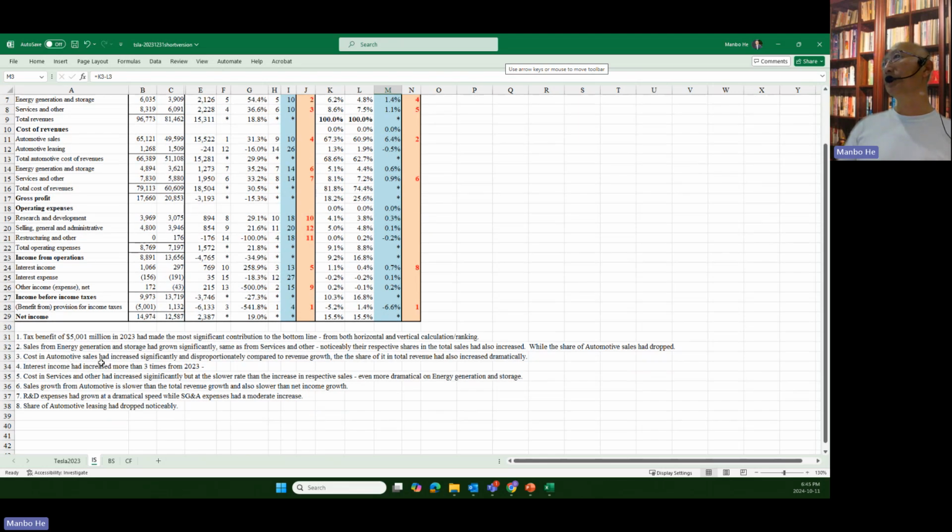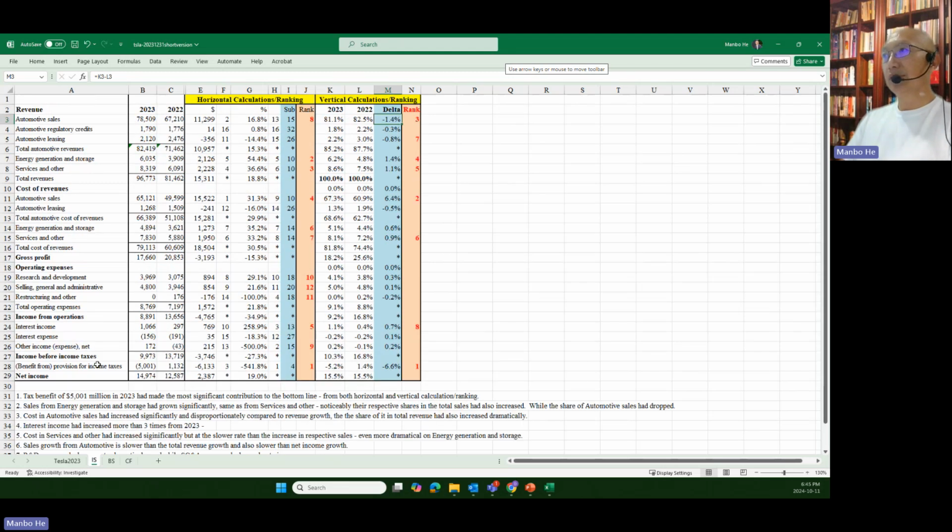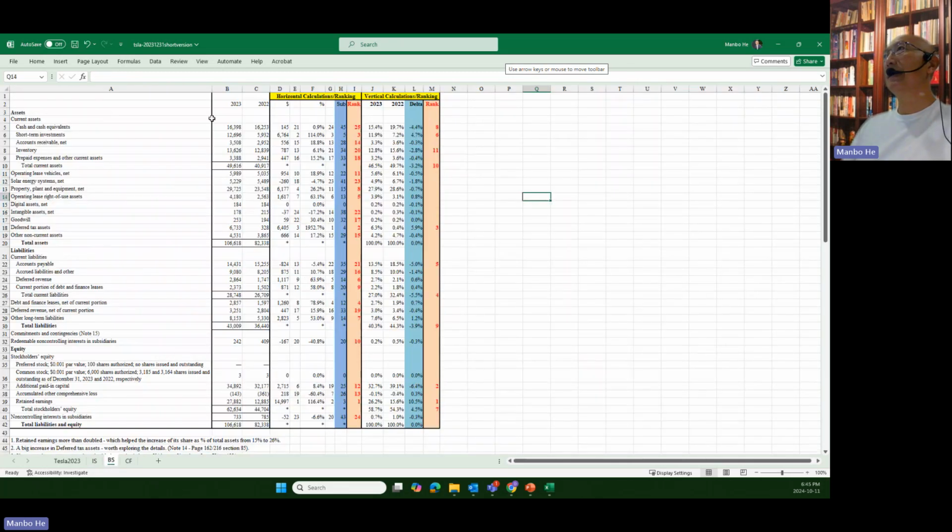Then third one is the cost, right? Cost items, and then interest income, and so on. Okay, so this is just a demonstration to show you how to carry this out. And this is for income statement, and then you do similar things for balance sheet, right? This is a balance sheet.